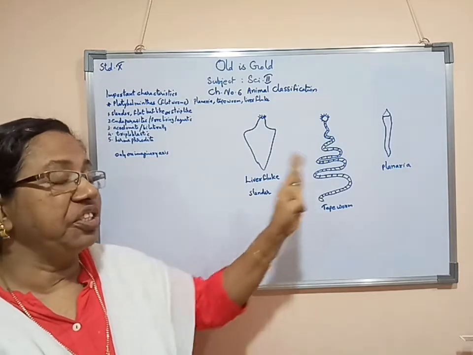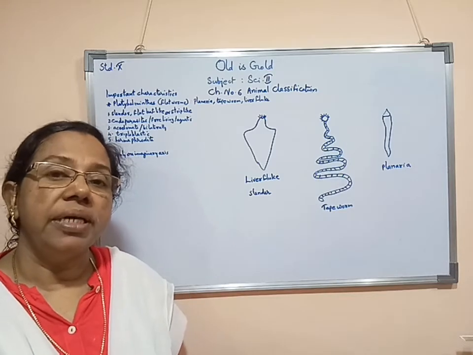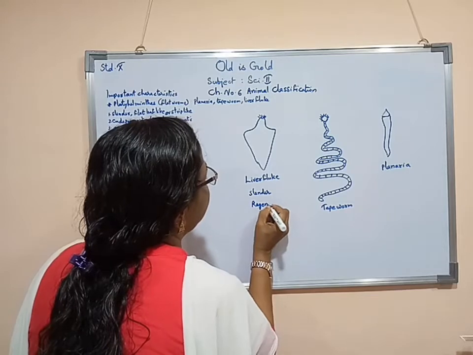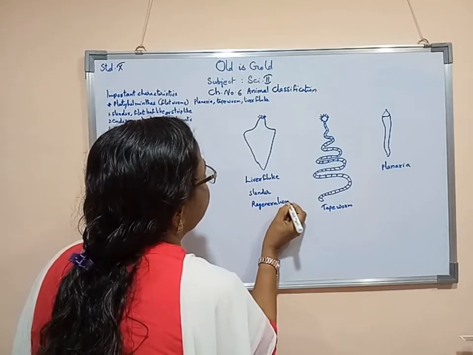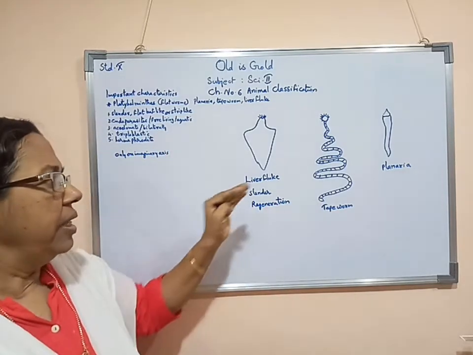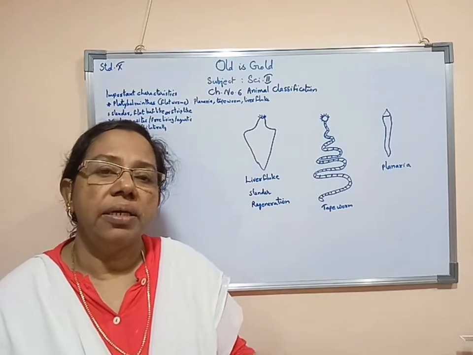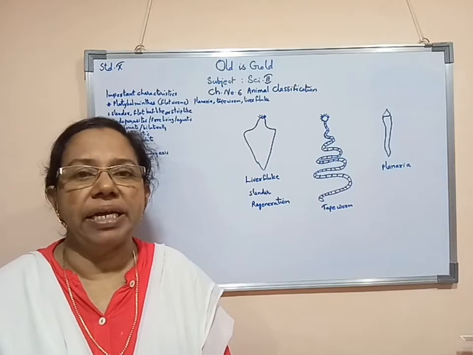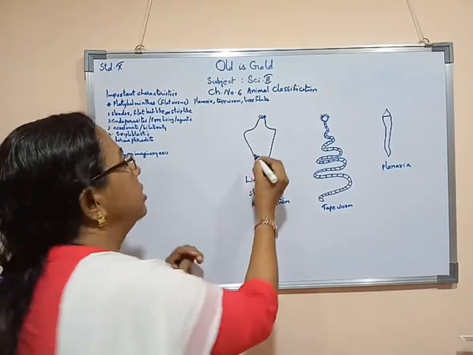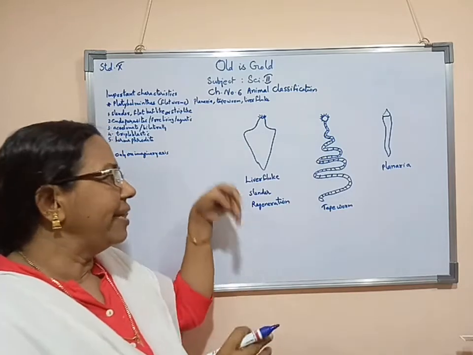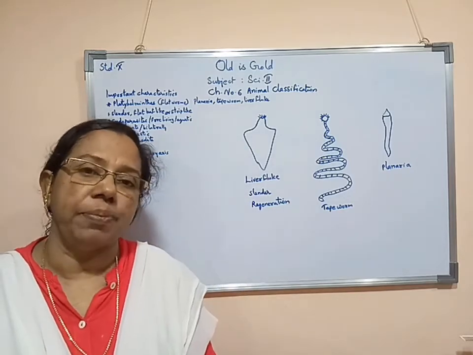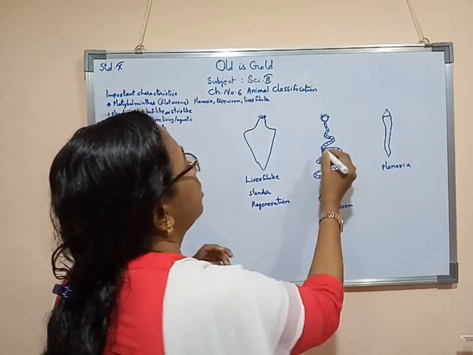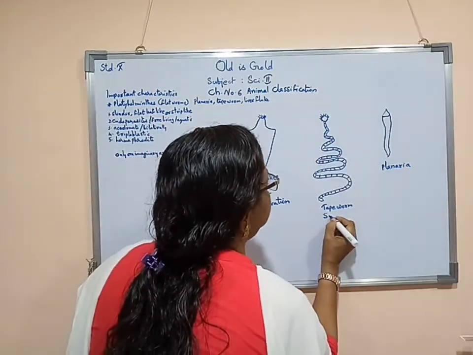Again, they have a speciality of regeneration. They have the ability of regeneration. What is meant by regeneration? If a part of their body is cut off, that part can develop or grow again. Suppose this part is cut off, again that part can redevelop. That is known as regeneration. Here also, it has an approximately segmented body shape, we can see.